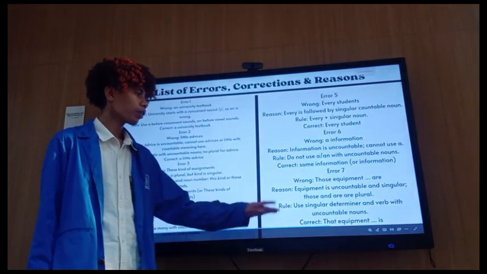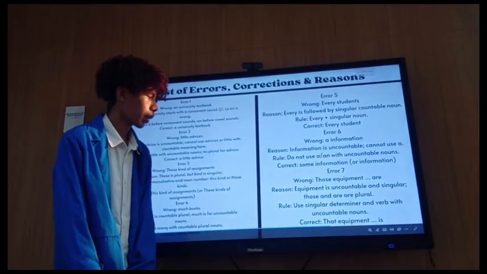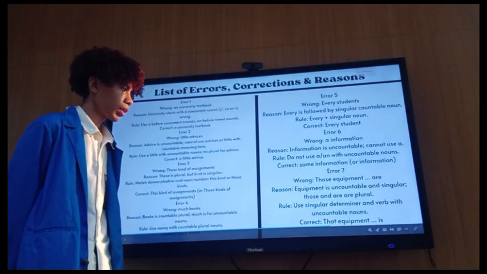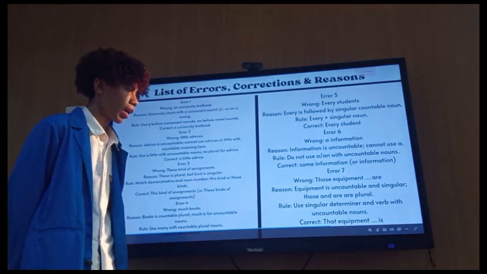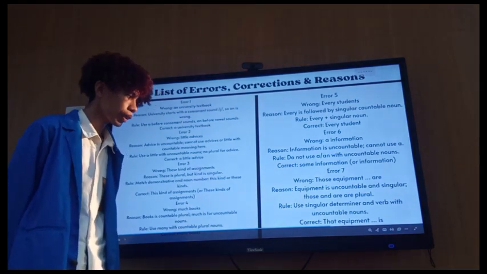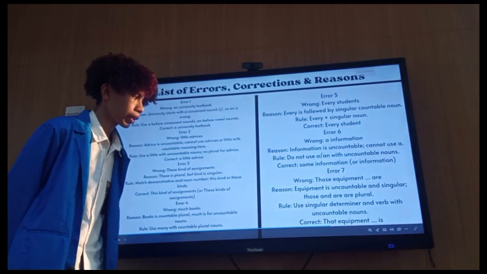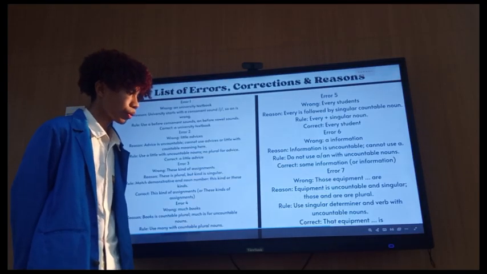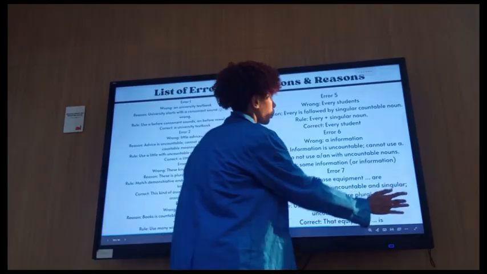Error 7. Wrong: "this equipment are". Reason: equipment is uncountable and singular, so "this" and "does" are used, not plural forms. Rule: use a singular determiner and verb with uncountable nouns. Correct: "that equipment is". Next.